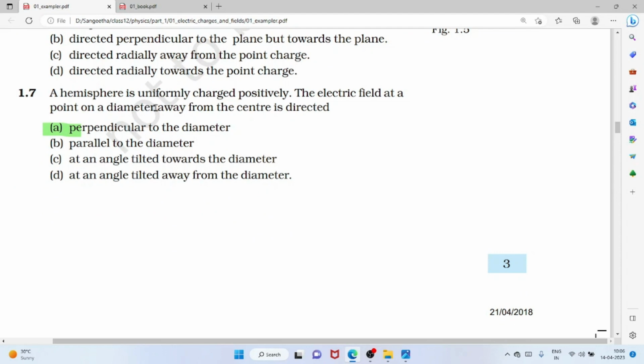A hemisphere is uniformly charged. The electric field at a point on the diameter, away from the center, is directed perpendicular to the diameter, because this is positively charged. The field will go away from the hemisphere and perpendicular to the diameter.